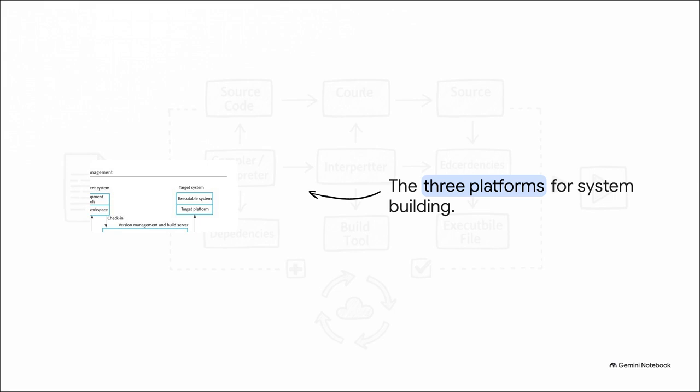Then, sitting right in the middle is the build server. Think of this as the central heavyweight server that holds the definitive master version of the project. This is where everyone checks their code in. Finally, over on the right, we've got the target environment. This is where the software actually lives and executes in the real world.